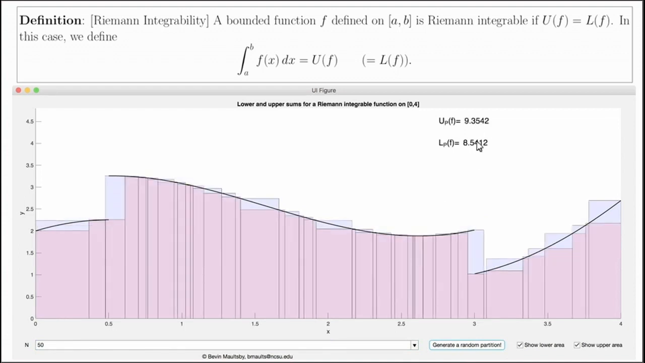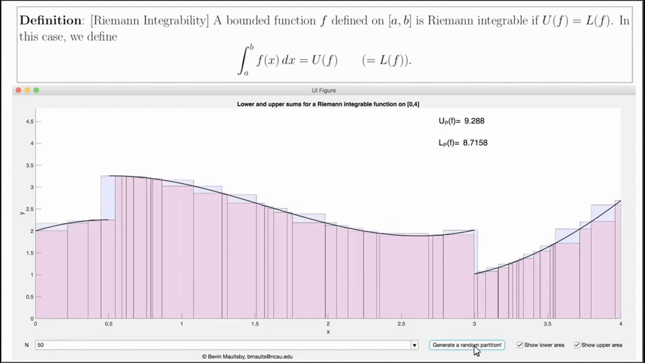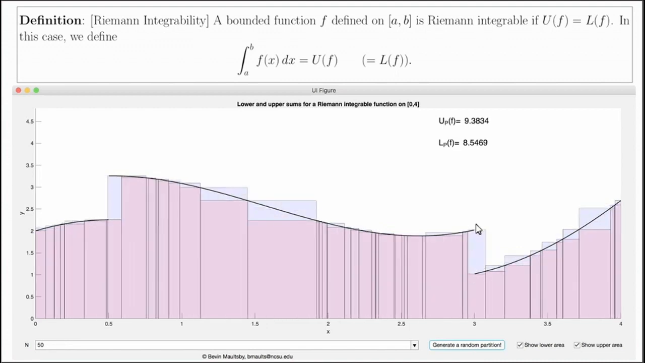And now you can see they're starting to come a little bit closer together. So this upper sum of f with respect to this partition is 9.3542, and the lower sum is 8.54. If I try another one with 50 points, you can see they're still somewhat far apart, in particular where we've got these jumps, but they're closer together.